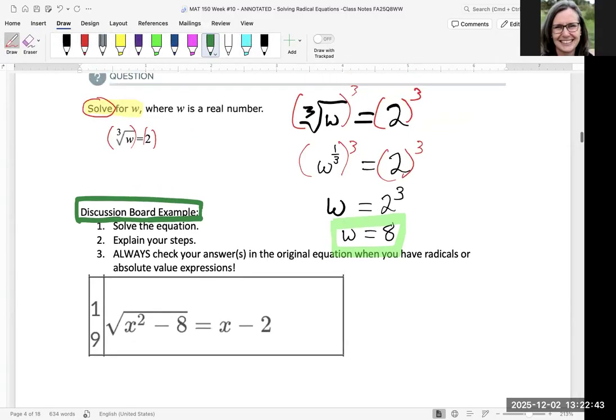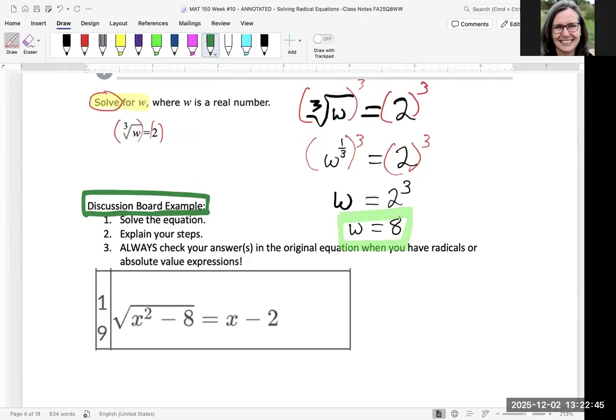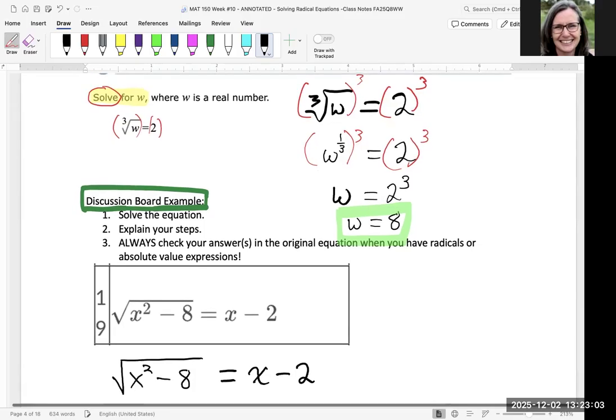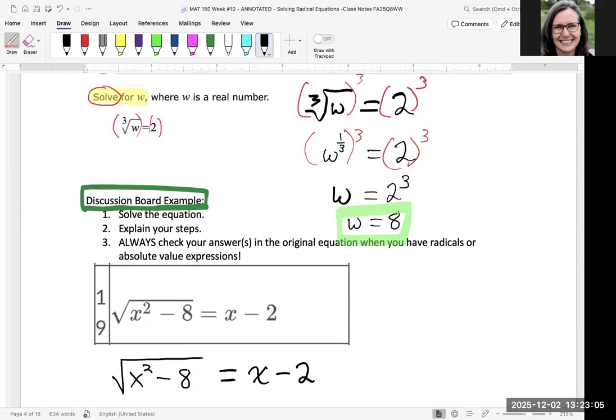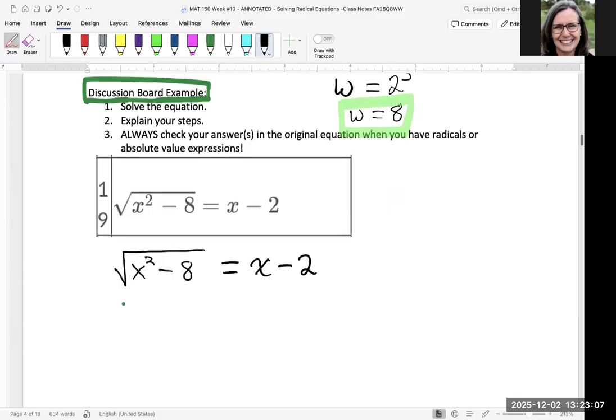Go ahead and write this problem on your page. I'm going to have the square root of x squared minus 8. Now, when you're typing, make sure that you hit the space bar or the right arrow key to get out from under the radical, because whatever is under the radical is under the radical. Just be careful. Make sure you write what you mean and mean what you write.